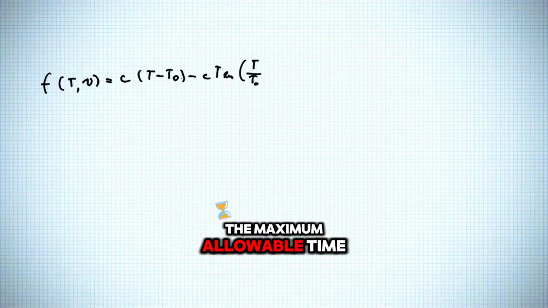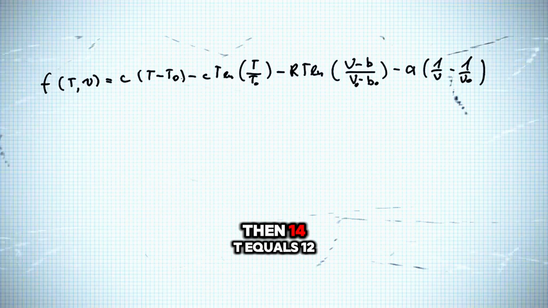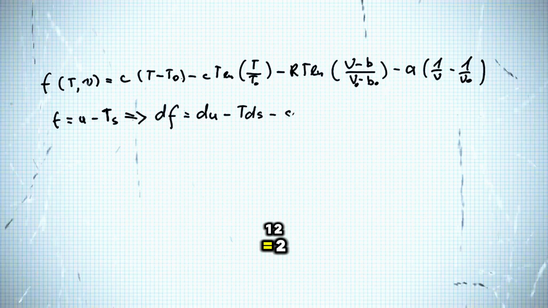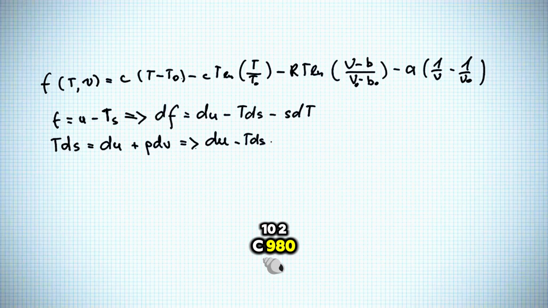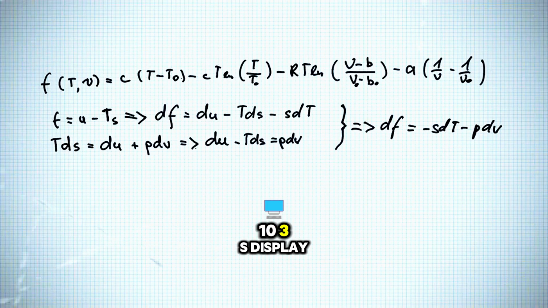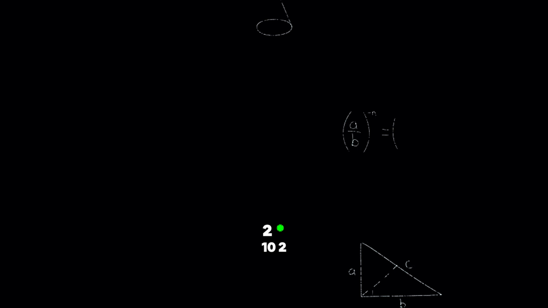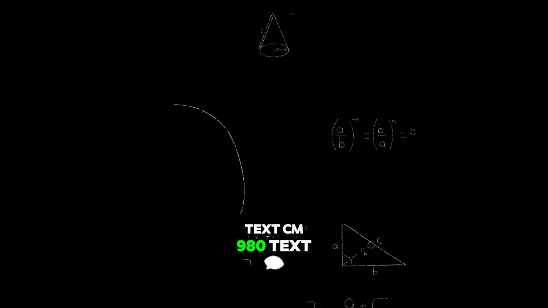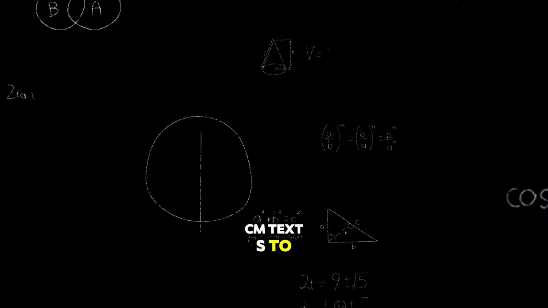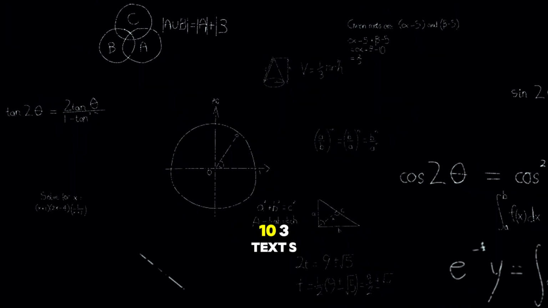The maximum allowable time for free fall is then Δt = (2Δy/g)^(1/2) = (2 × 10⁻² cm / 980 cm/s²)^(1/2) ≈ 4.5 × 10⁻³ s.